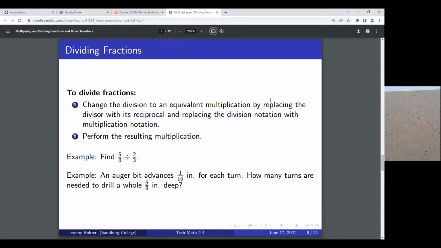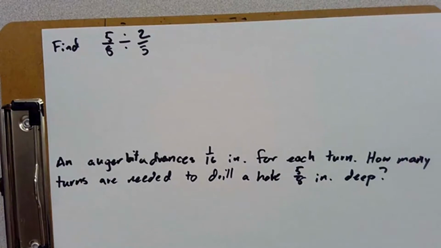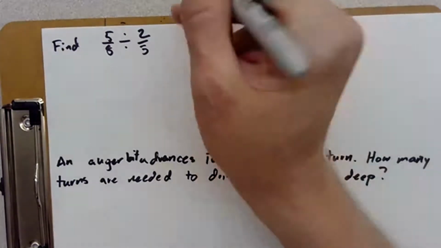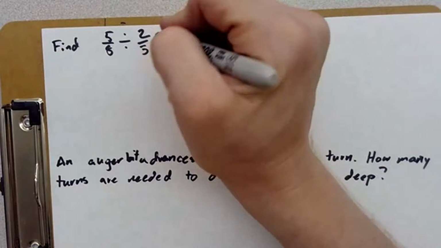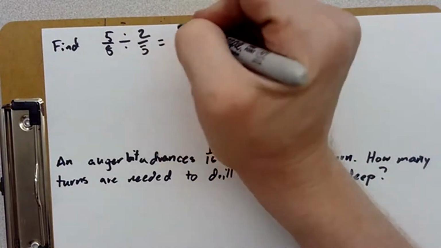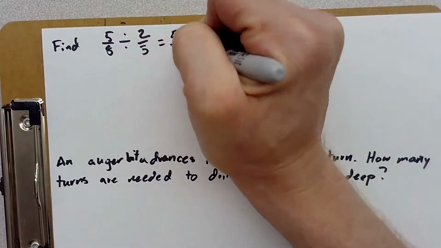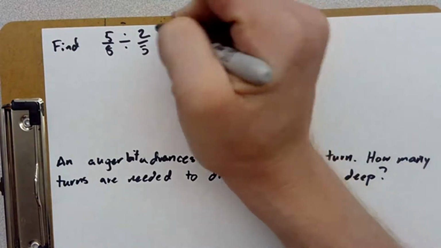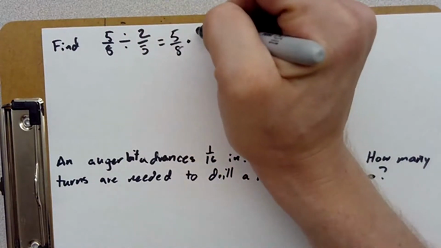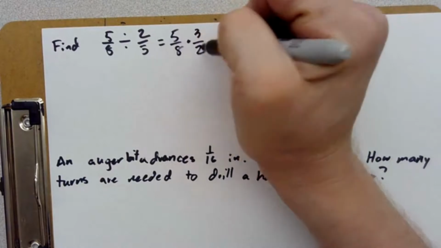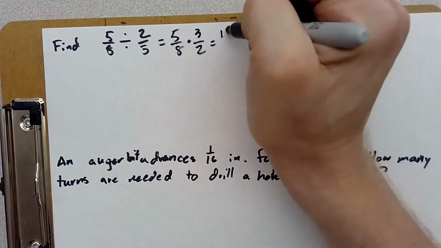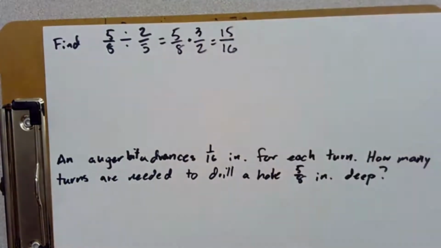Next, we have a division problem, and then we have a couple of division problems, really. It's just one of them is in the form of a word problem. So finding 5/8 divided by 2/3, what we do with this is we change it to a multiplication problem by taking our 5/8 and multiplying it by the reciprocal of 2/3, which is 3/2. When we do that, we get 15/16.